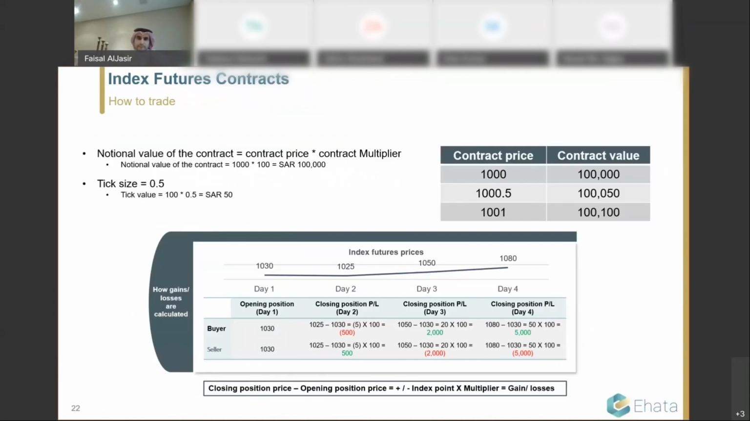So how to trade? First, this is important. We want to go through these examples, and I want to give you a chance to have a look at them for a couple of seconds here, and then we will discuss a little bit.